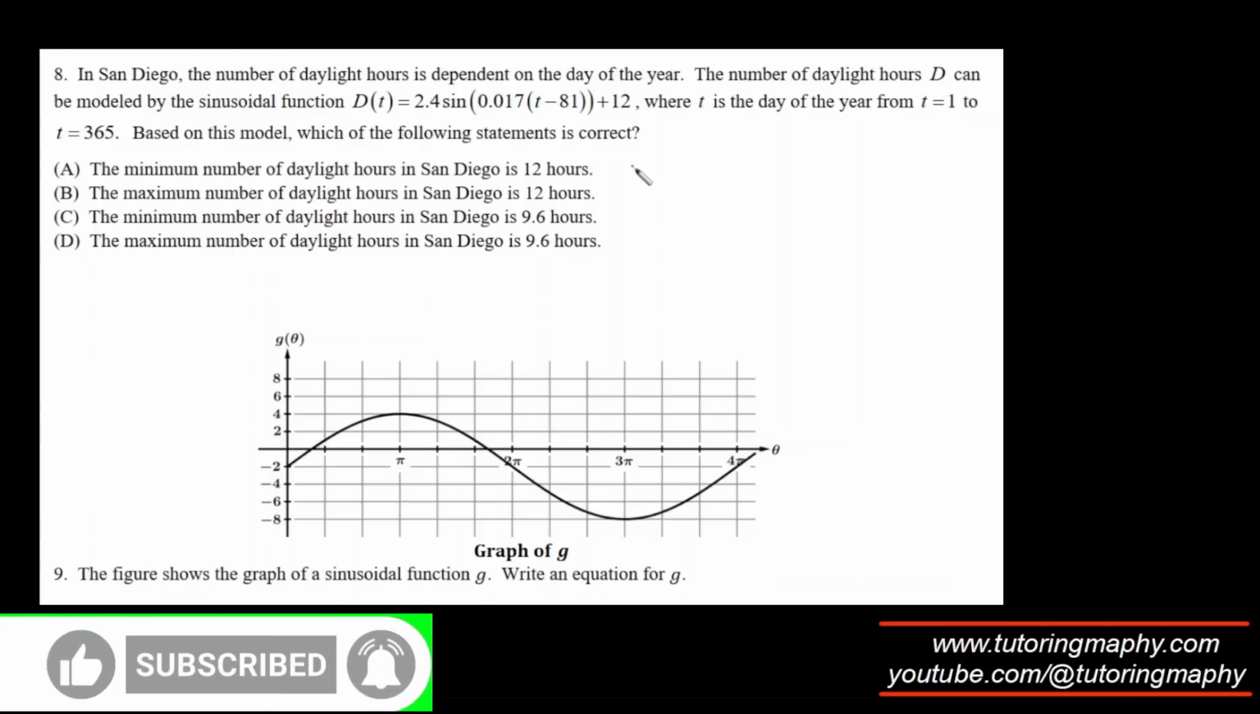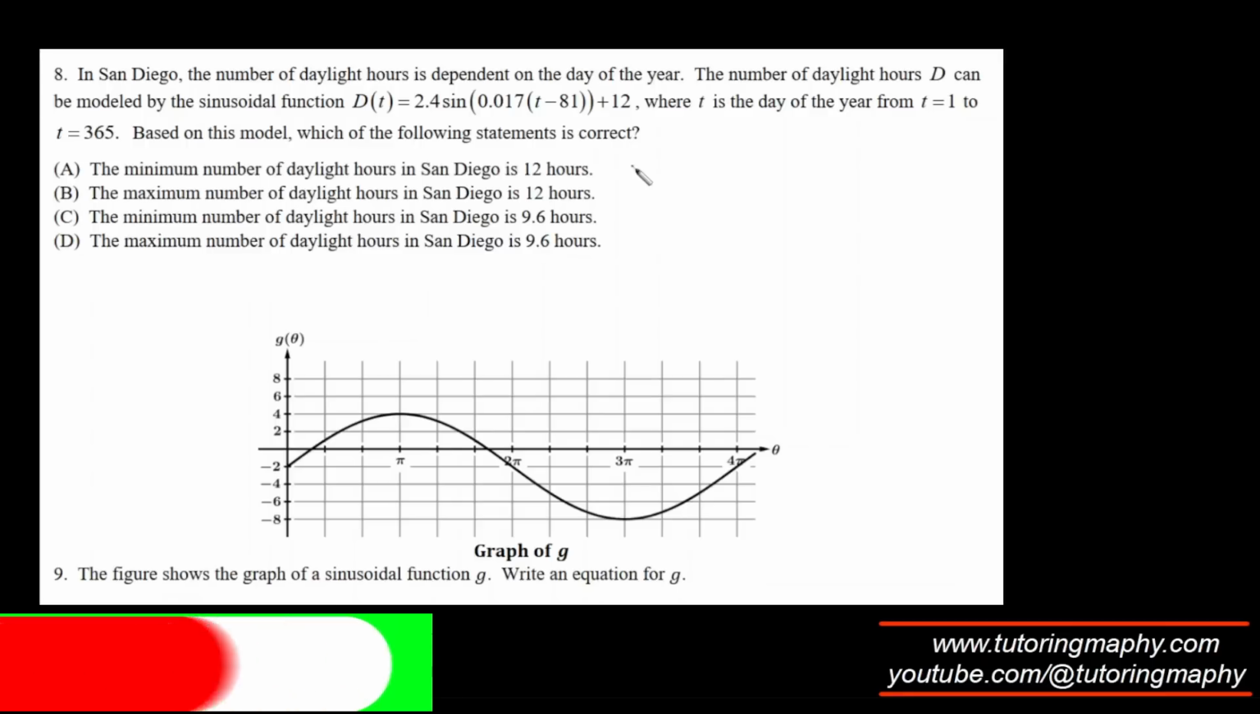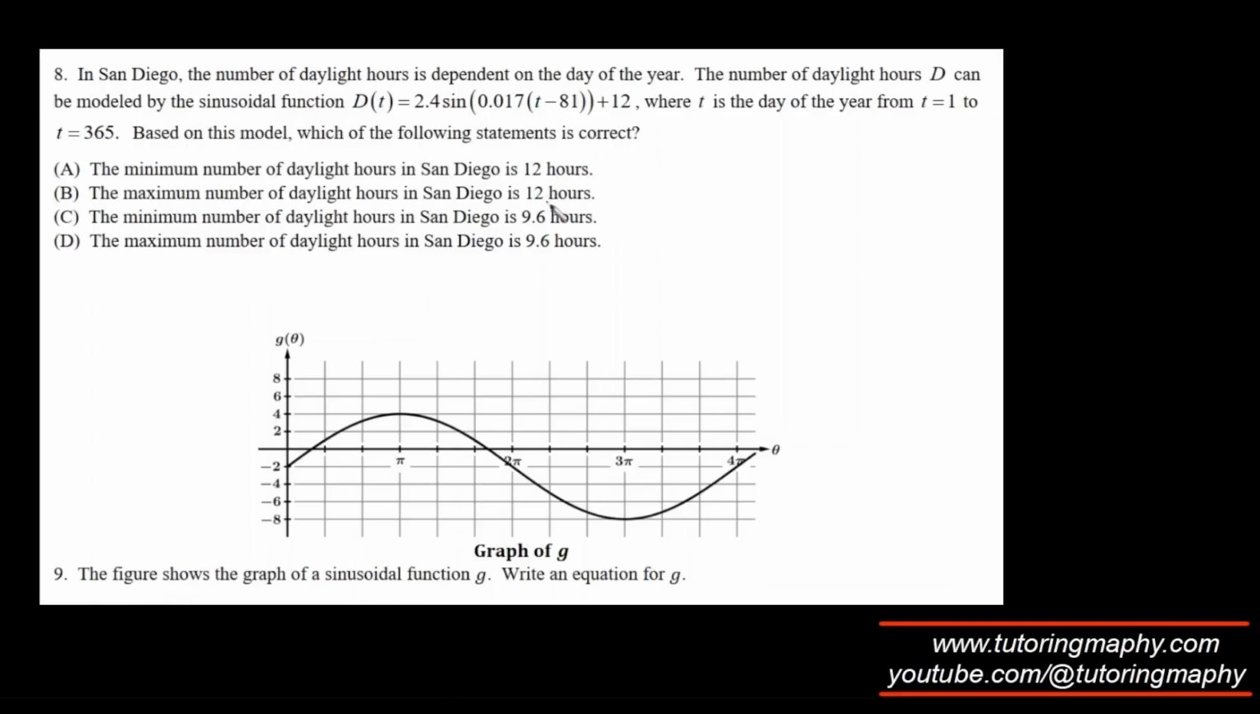Based on this model, which of the following is correct? They are asking for the minimum and maximum daylight savings. They are just asking the minimum and the maximum value, right? So I can do that, because the minimum value is something that I can find using these two.